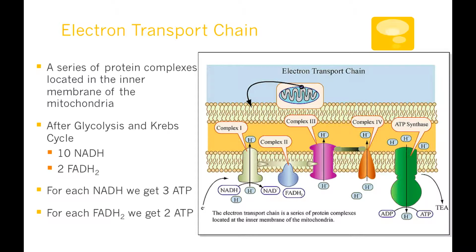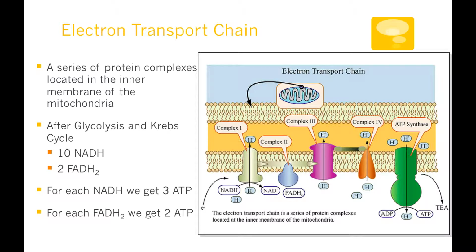After glycolysis and the Krebs cycle, we had 10 NADH and 2 FADH. For each NADH, in the electron transport chain, we get 3 ATP, and for each FADH, we get 2 ATP.